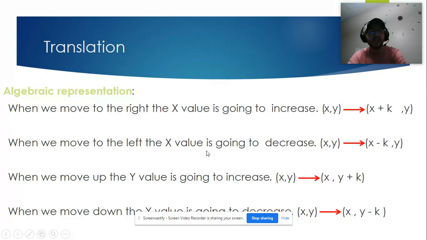If we're moving to the left on the x, then we're going to subtract on the x. And if we're moving up, then we're going to add on the y. K is the number of units that we're moving. If we're moving down, we're going to subtract on the y. Okay, and then we can combine moving right, up, or left, down, or left, up.